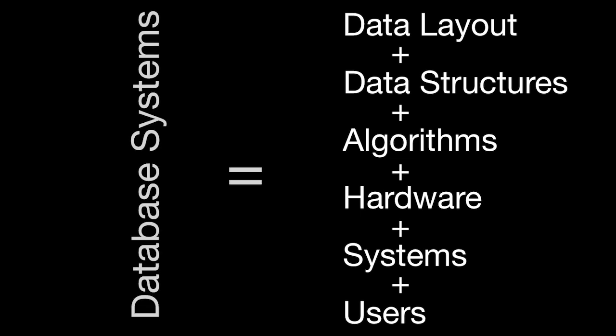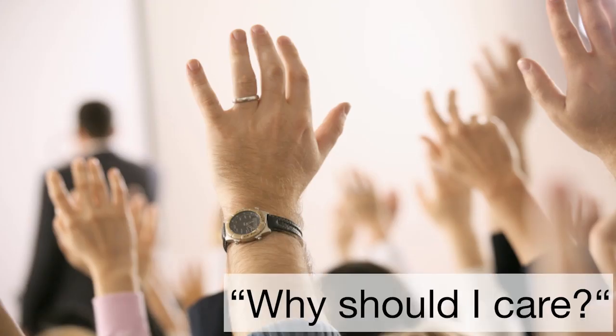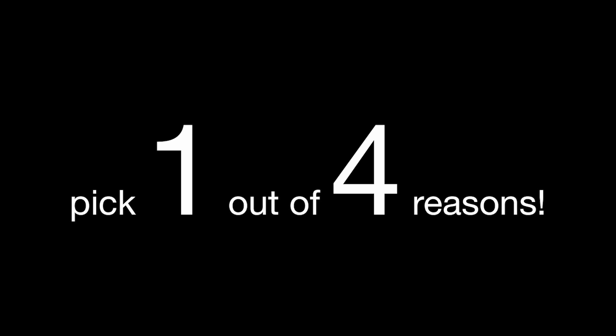So, in summary, database systems is a vertical topic covering aspects from 6 different areas. And we will touch all of those areas in this course. Now you might wonder, well, why should I care? I think, why should you care about this course? Why should you care about the internals of a database system? Right. I think you can pick any out of 4 reasons.